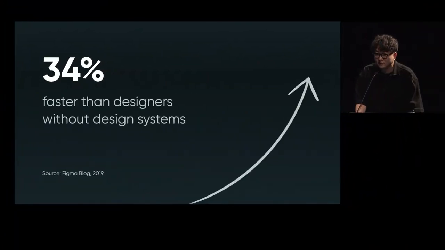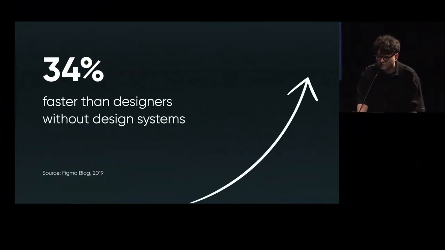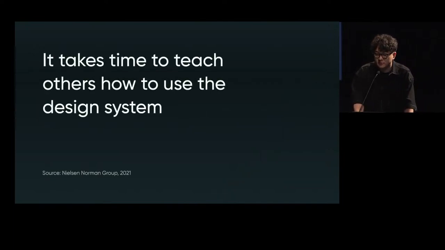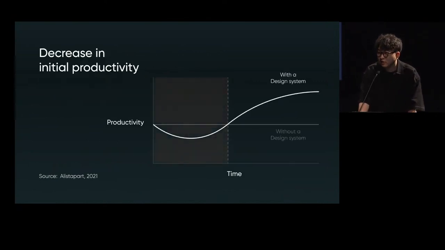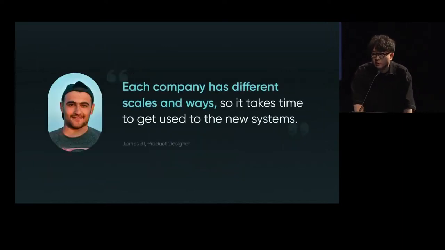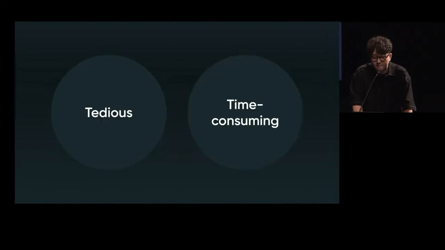Designers working with design systems completed their tasks 34% faster compared to those without design systems. However, some design teams choose not to use design systems because it takes time to teach others how to use them. Additionally, designers may experience a temporary decrease in productivity, spending a significant amount of time adapting to the design systems when they join a new company. This is because each company has a different design system scale, and the learning process can be tedious and time-consuming.